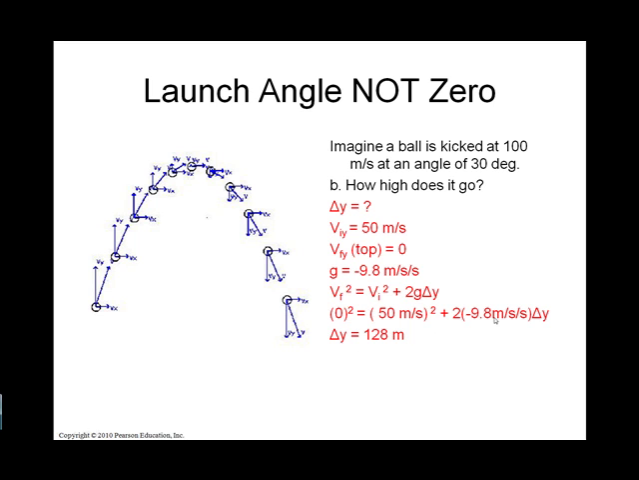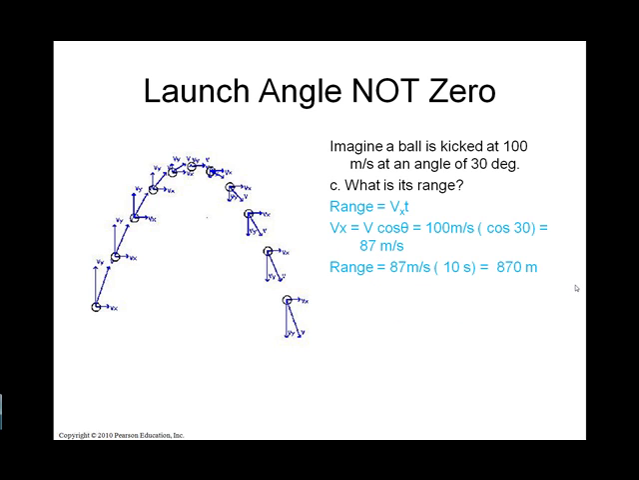Notice that you have a negative 9.8, and that when you subtract 2,500 from both sides, you're going to get negative 2,500. So your negatives go away, and that makes sense because you're rising. You should be getting a positive delta Y to find the height that you rise, a negative delta Y to find the height that you fall. And then lastly, if I want to find the range, it's Vx times t. So first I find Vx, which is 100 cosine of 30, which gives me 87, and multiply that by the time it's in the air, 10 seconds, 870 meters.